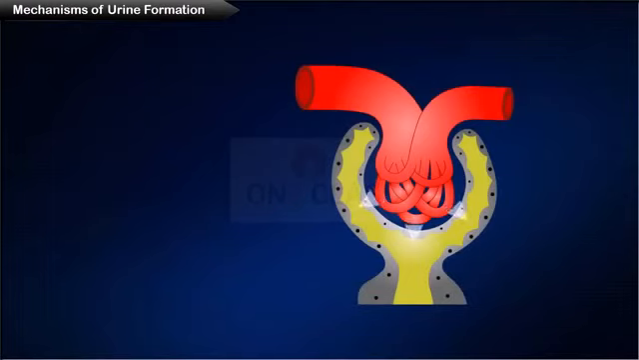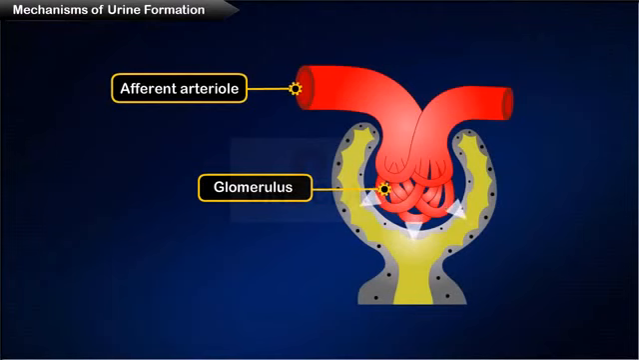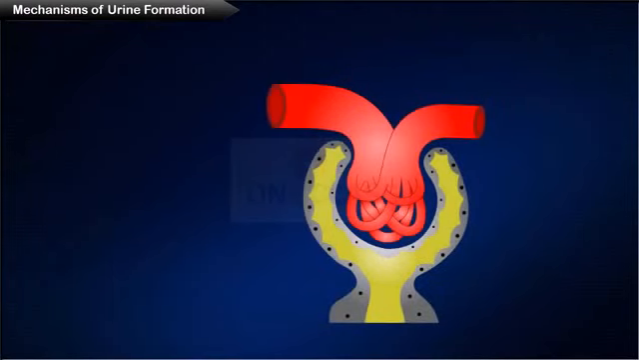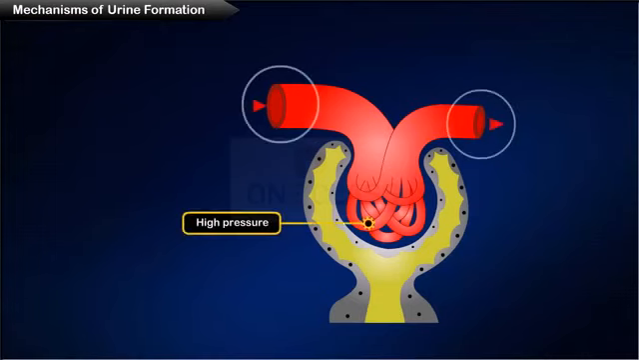Blood containing waste products is supplied to the glomerulus through the afferent arteriole. As the diameter of the afferent arteriole is large as compared to the diameter of the efferent arteriole, it creates some resistance to blood flow and creates higher pressure inside the glomerulus.